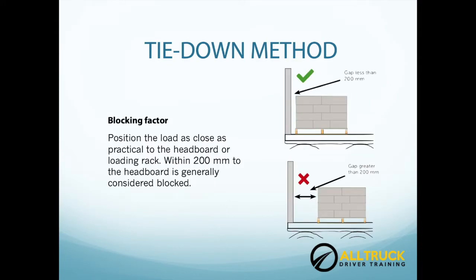The other factor is the blocking factor. So what we've got to consider is what is blocked. The load restraint guide talks about the 200 mil rule. So you want to position the load as close as practical to the headboard or loading rack. Within 200 mils to the headboard is generally considered blocked.